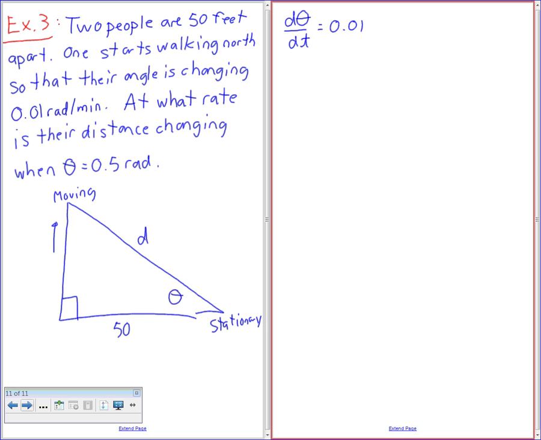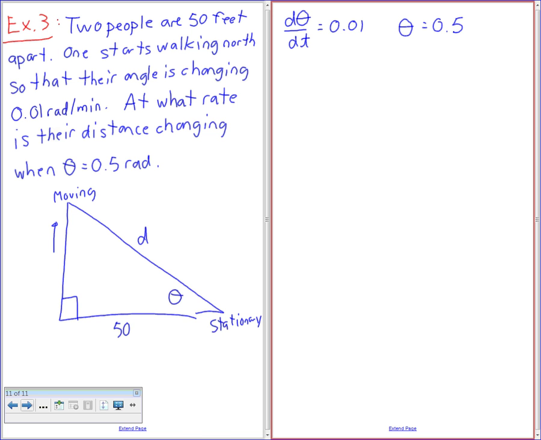D is 50 over cos theta. Okay, you're way ahead of the game. Stop right there. Not yet. It will be in a sec. Take two steps back. What else do you know with this question? You know a few more things. 50 feet apart. Okay, good. What else do we know, though?